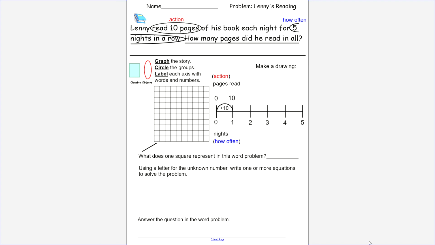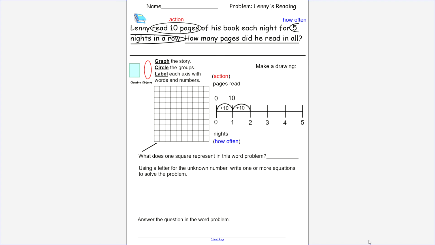Then the next night happens, and again, Lenny reads 10 pages. Remember, this is a repeated addition problem, so he's reading the same number of pages every night. We'll add 10 more pages again, and we'll show that with a jump on the number line. He had read 10 pages, then he read 10 more.